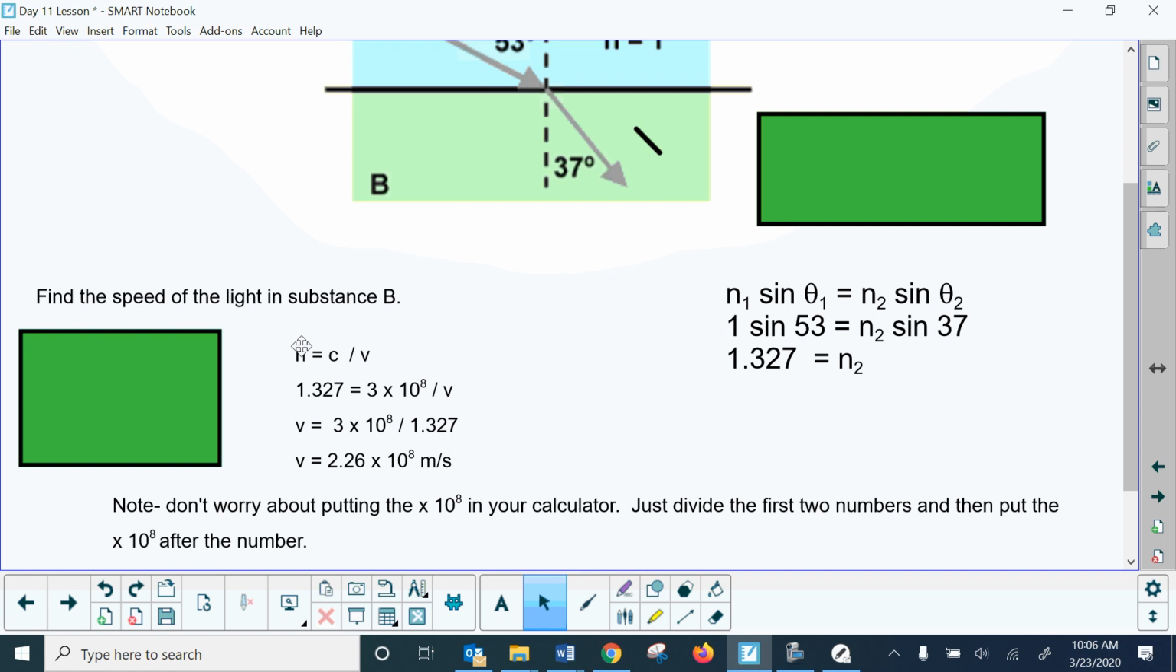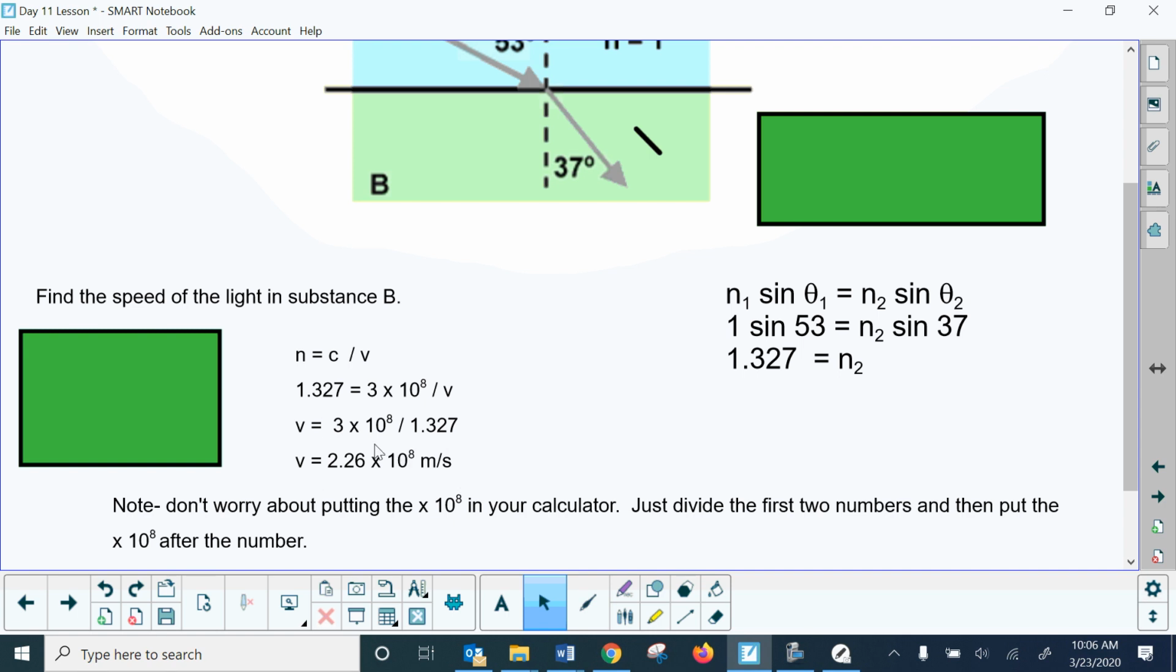So we got n in that substance. So in B, the index is 1.327. The speed of light is 3 times 10 to the 8th. And we're looking for v, so we've got to rearrange it and solve for v. So when you do that, you get 2.26 times 10 to the 8th meters per second.